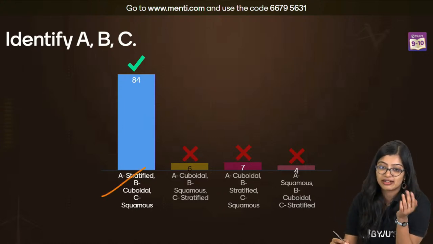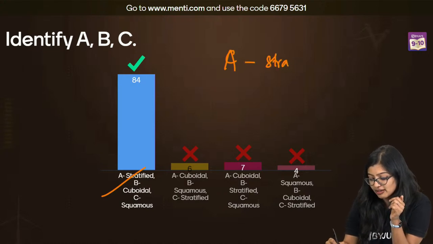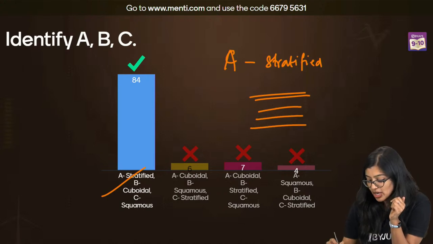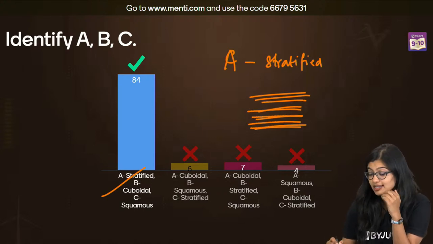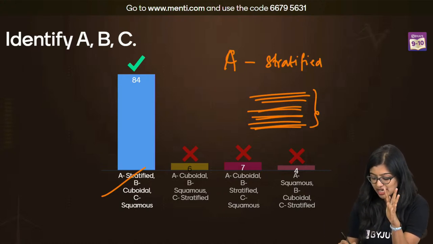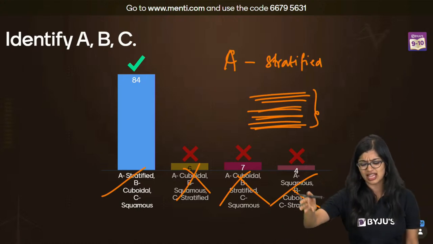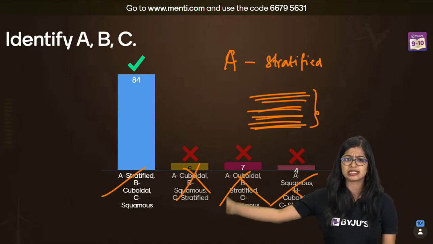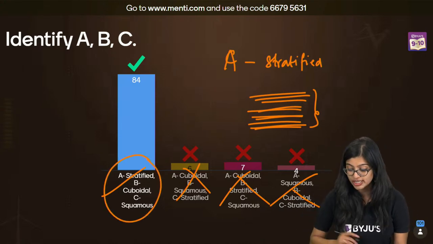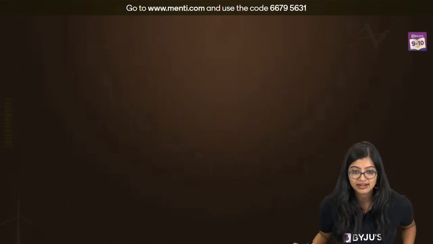So if you think about it, A was stratified. And you know that in stratified, there are multiple layers. So when there are multiple layers, you get to know that this right here is strata. And if you get stratified, the rest of your options will go, because none of it is ever mentioning that. Other options are saying cuboidal, squamous, and everything. So in this case, A is stratified, B is cuboidal, and C is squamous.